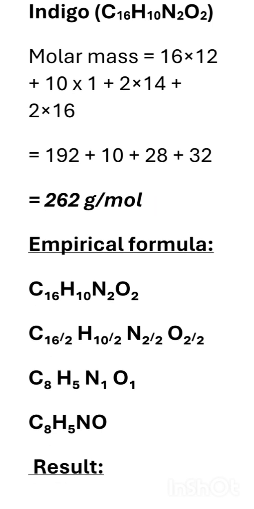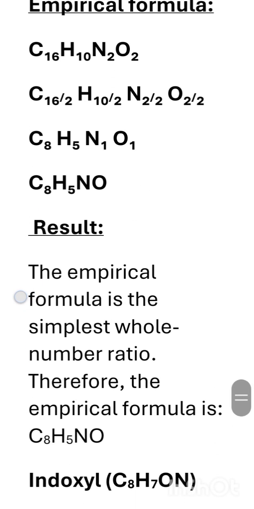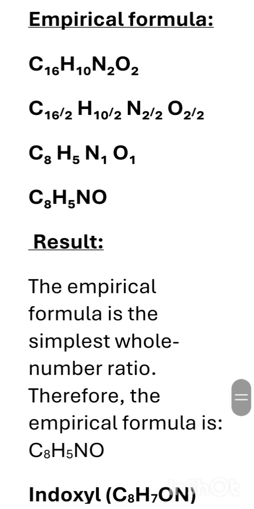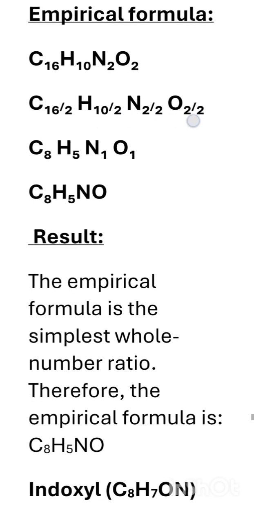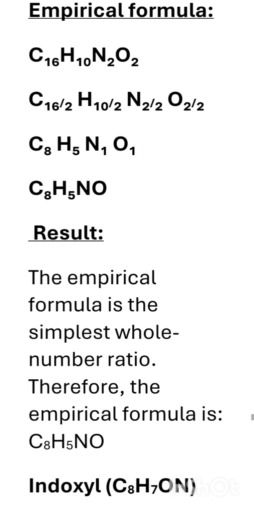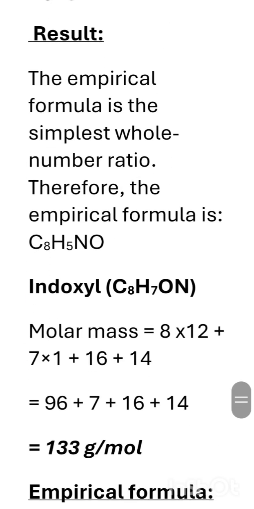Now for the empirical formula, we'll see that it can be divided by the smallest and the simplest value, that is 2. So we will write 16 by 2, 10 by 2, 2 by 2, and 2 by 2. After cancelling all these values, we'll get C8H5, N1, and O1. No need to write 1, so the formula will become C8H5NO. So this is the empirical formula. You can write it in the results.